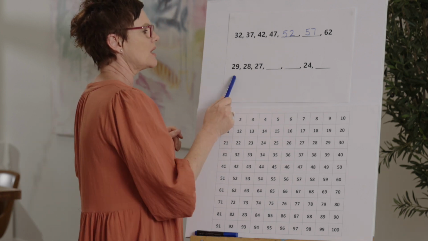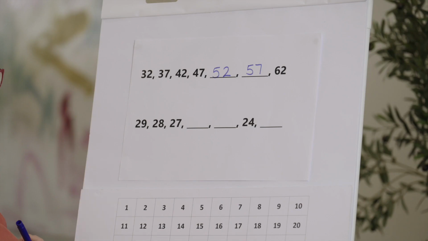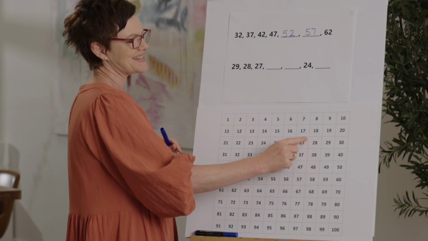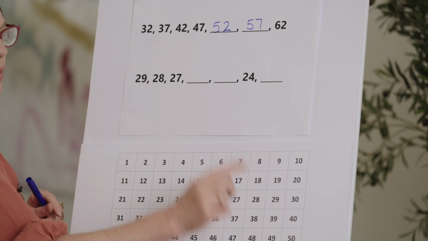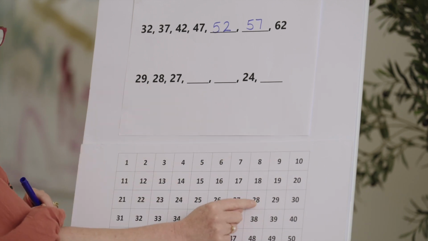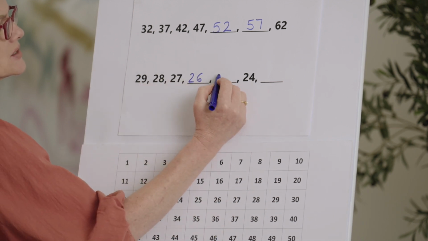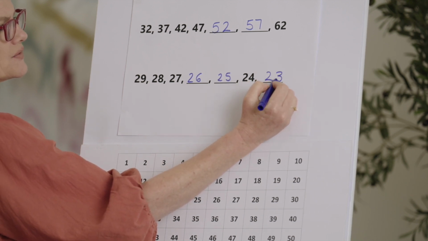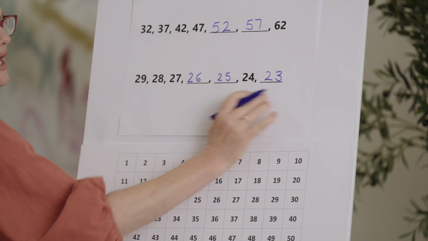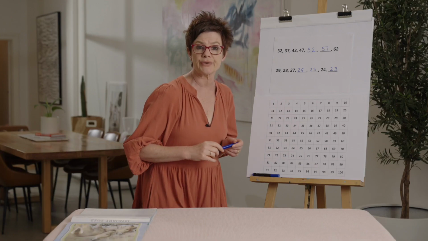Now I wonder if you've solved this even before I've looked at it. 29, 28, 27. What's happening? Yes, we are reducing by 1. 29, we're counting backwards. 28, 27, 26, 25, 24, and 23. Adding by 5, taking by 1, or subtracting by 1. So there's our number talk warm up, ready to go. We're ready to do some wonderful maths.